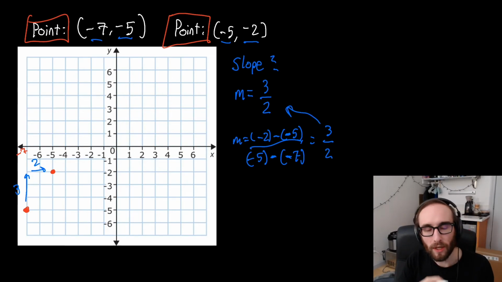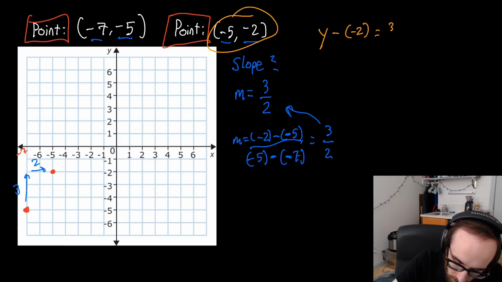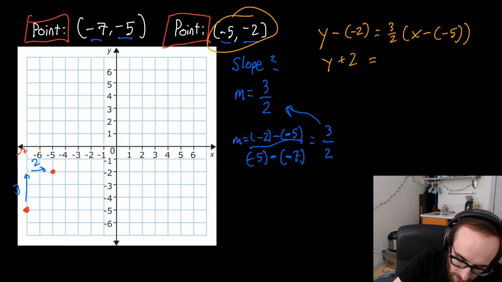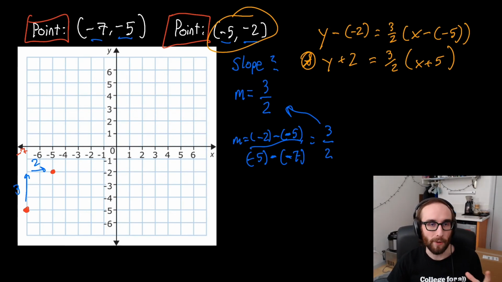Okay, and now we could try and work and find the intercept. We could also just write our equation using our slope in one of our points. So let's go ahead and use this point right here. y minus y1 equals our slope, 3/2, times x minus x1, -5. And again, if we wanted to, we could simplify y plus 2 equals 3/2 times x plus 5. And then at this point, we're actually done. So we're finished. We've written an equation. If we were asked to write an equation, then that's all of the work that we had to do.